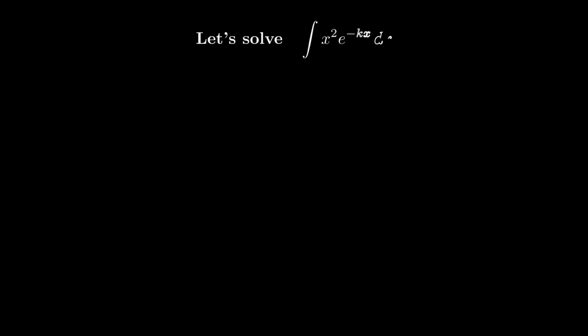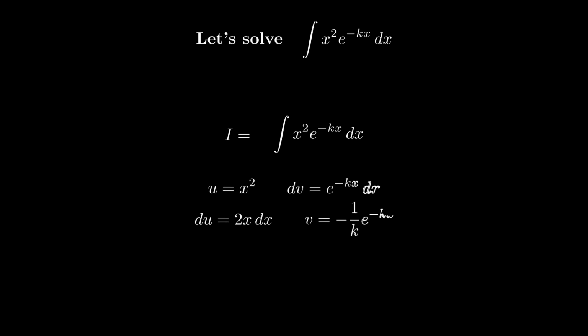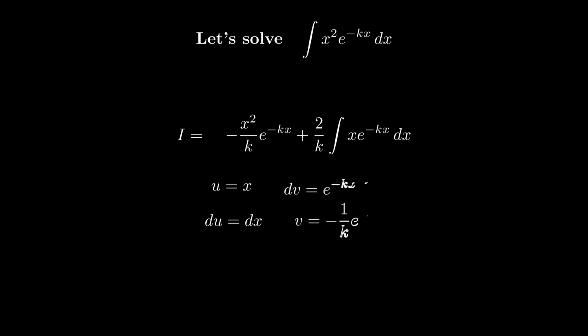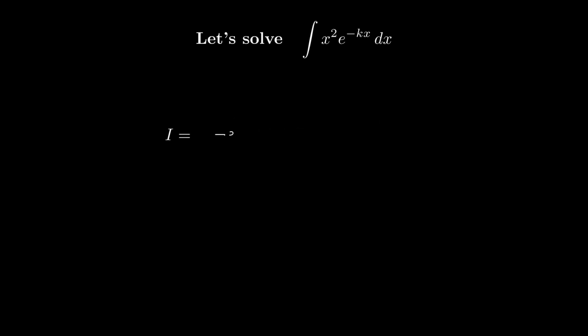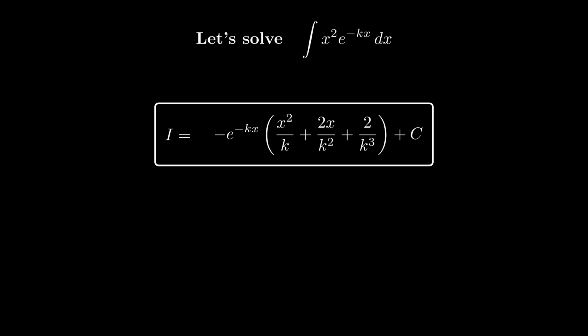In the following section, we will cover the steps to solve the integral of x squared times the exponential of minus kx. The trick is easy. We need to get rid of the x squared, and we achieve that by applying the integration by parts twice. After simplifications, we get the solution of the integral equals minus the exponential of minus kx times x squared over k plus 2x over k squared plus 2 over k cubed plus c, of course.